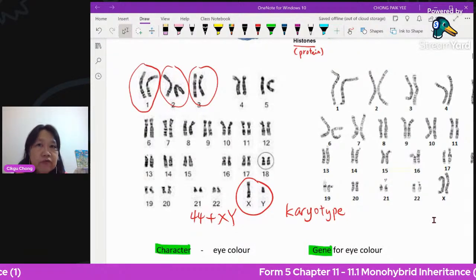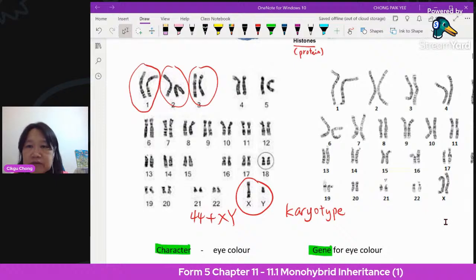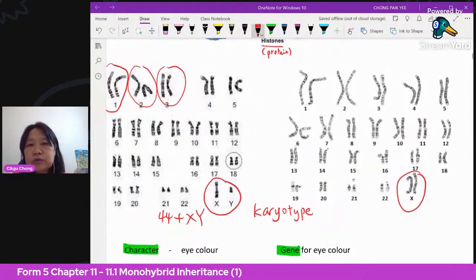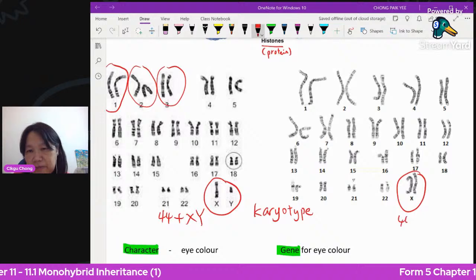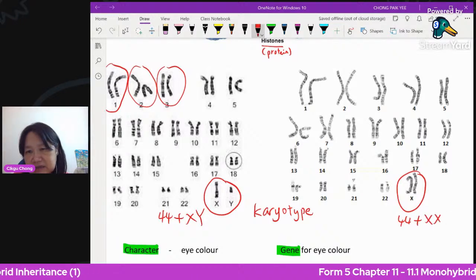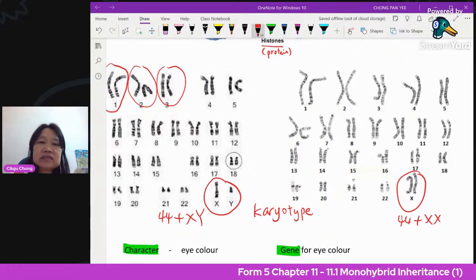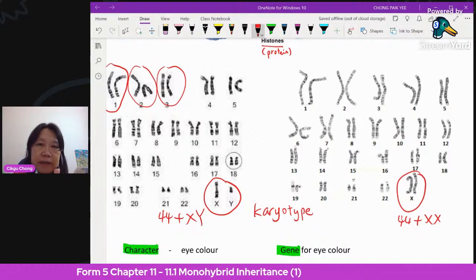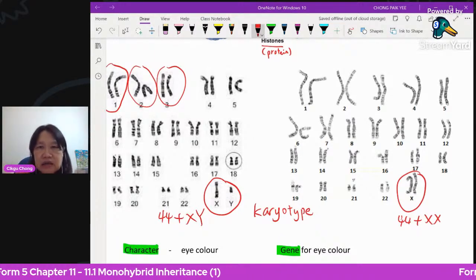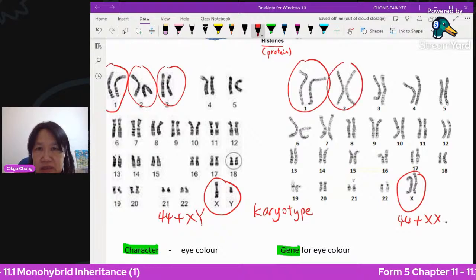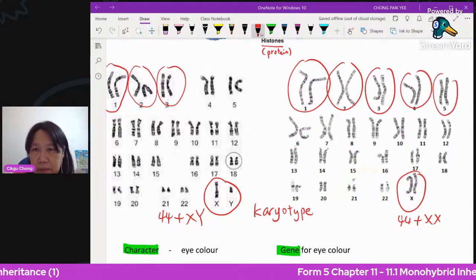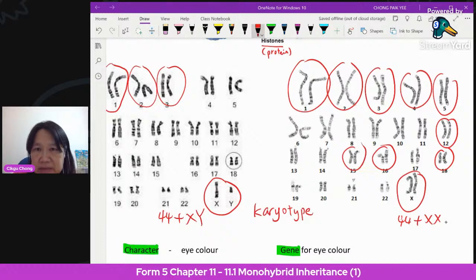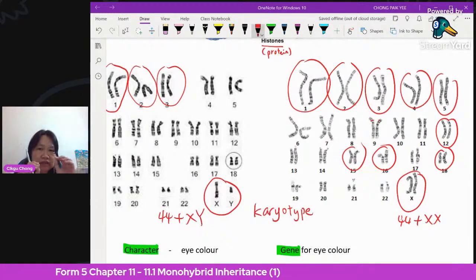And then if you have two X's, you see the two X here? You will be a girl. 44 plus XX. This is a girl. So this is your profiling, the karyotyping. These are all the chromosomes, and this is the pairing. This is the homologous. They all paired nicely, the small with the small one, the same size. And in the same place, the locus will have the same type of gene.